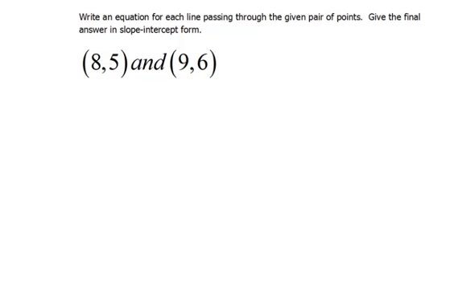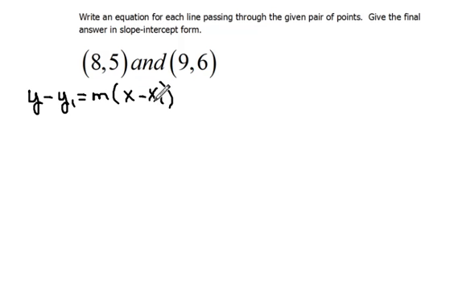Our next problem says write an equation for each line passing through the given pair of points. Give the final answer in slope-intercept form. All right, if we're going to be writing the equation of a line, then hopefully by this time, the first thing that's coming to your mind is that writing equation form, that y minus y1 equals m times x minus x1. So what two things do we need in order to be able to write the equation of a line?